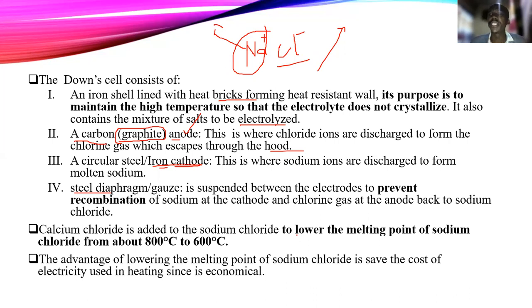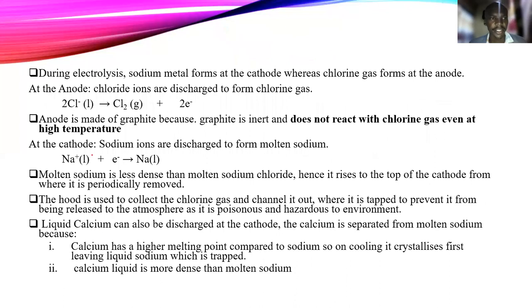Is to reduce the cost of electricity, hence making it very economical. So the advantage of lowering the melting point of sodium chloride is to save the cost of electricity used in heating, since it is economical. Very good. Let's see this.